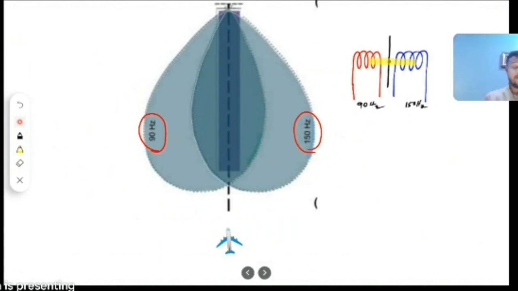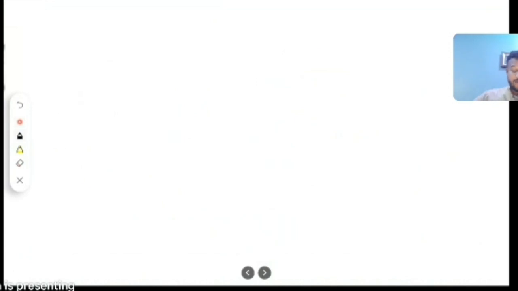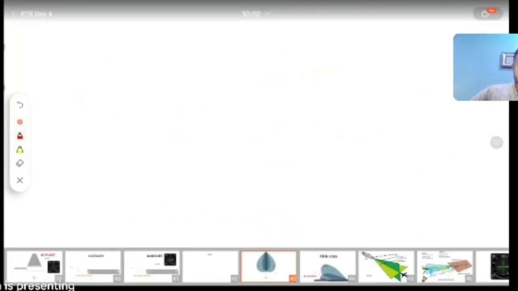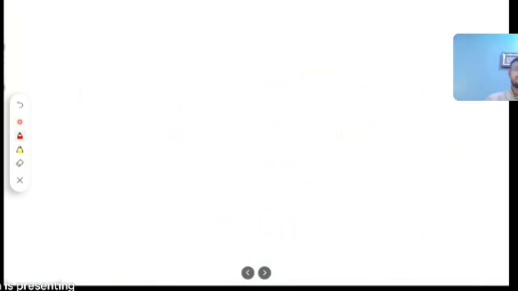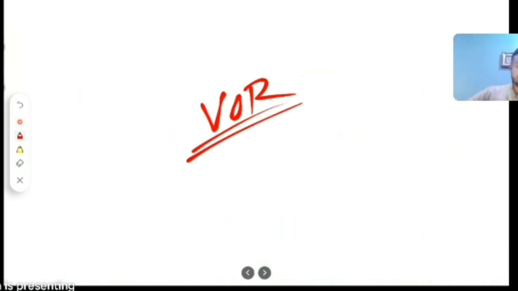It is a receiver. Same way, in VOR, there was a transmitter on the ground. Guys, let's just listen to me, please. In VOR, what was there? Where was the transmitter?